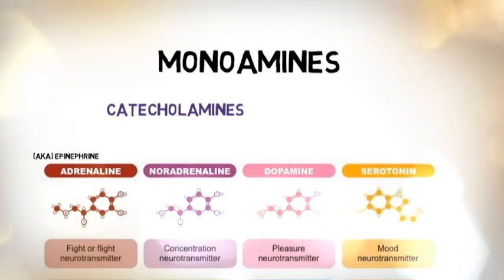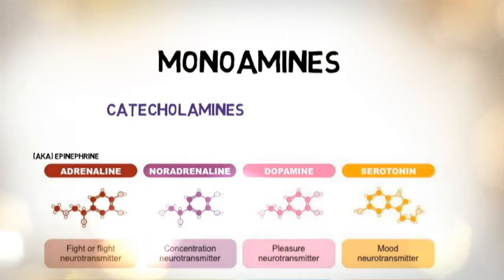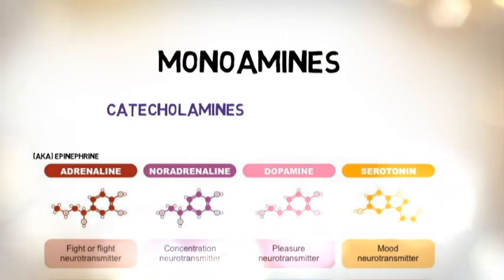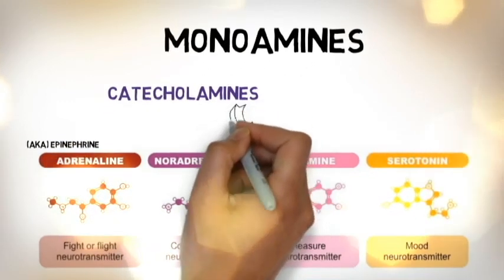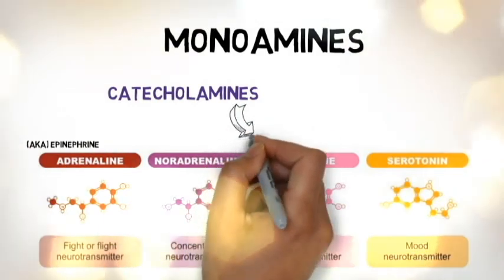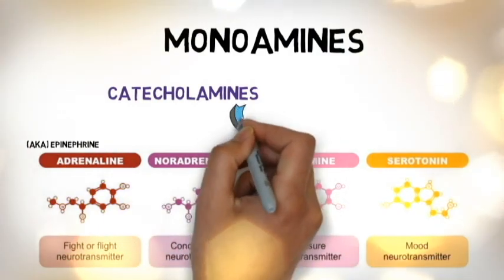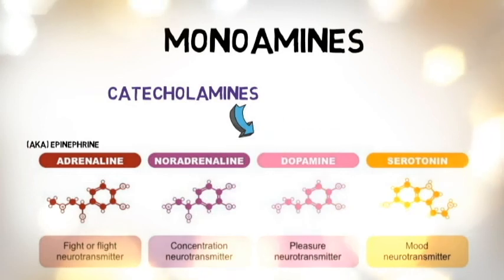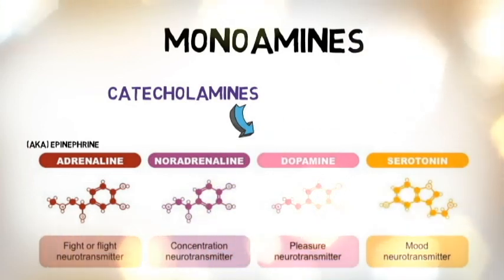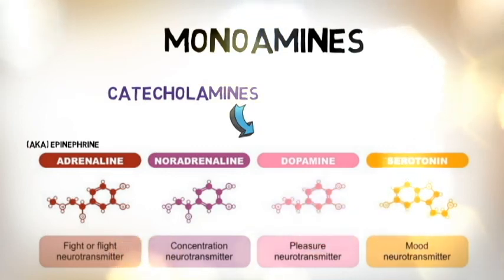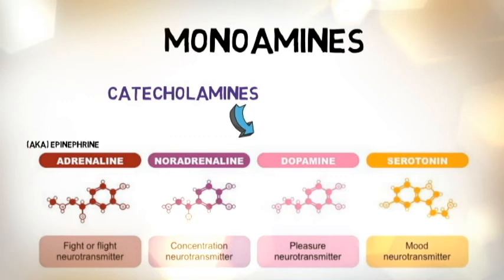And in the human body, the most abundant catecholamines are epinephrine, also known as adrenaline, and norepinephrine, known in the States as noradrenaline, and dopamine, all of which are produced from phenylalanine and tyrosine. And the release of the hormones epinephrine and norepinephrine from the adrenal medulla of the adrenal glands are part of that fight or flight response.